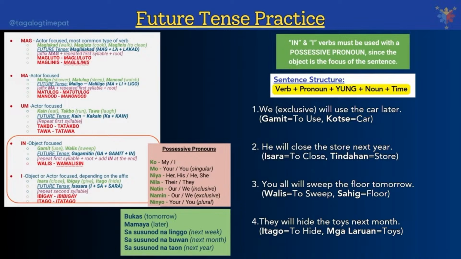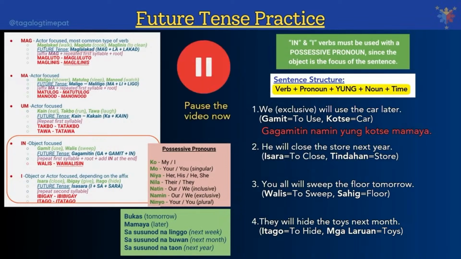We exclusive will use the car later. Gamit means to use. Kotse means car. So let's take a look at the sentence structure. The verb should come first. So the future tense conjugation of gamit. Let's take a look at in verbs. Repeat the first syllable, then it's the root, then you add in at the end. So it would be gagamitin. Then it's we exclusive, namin. Yung kotse mamaya. Gagamitin namin yung kotse mamaya.